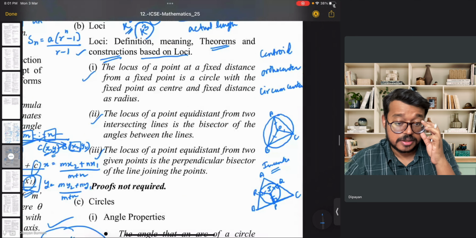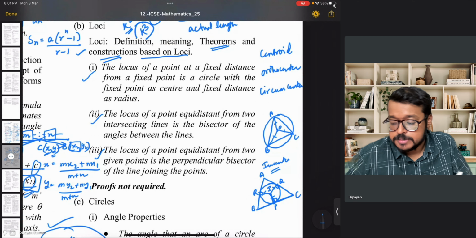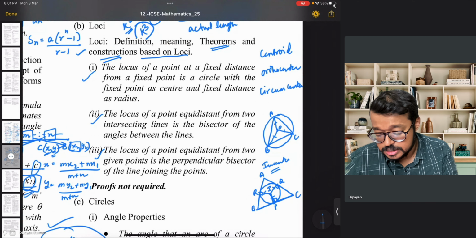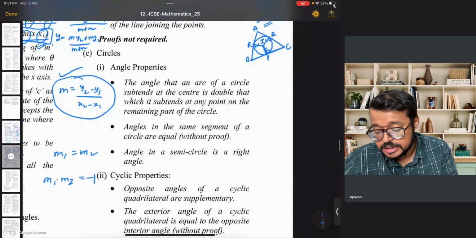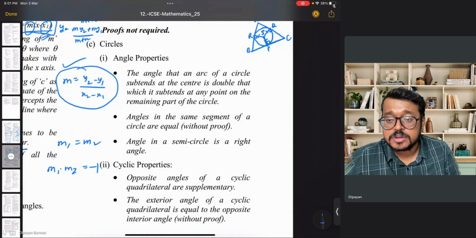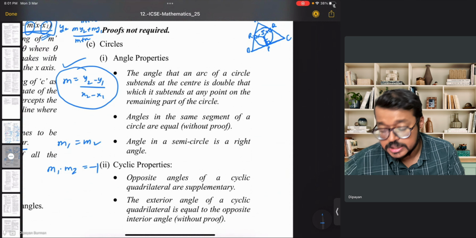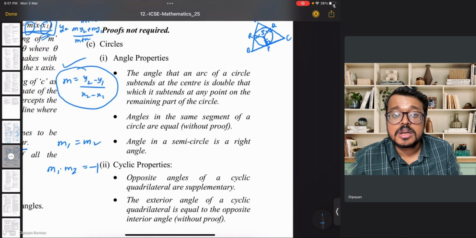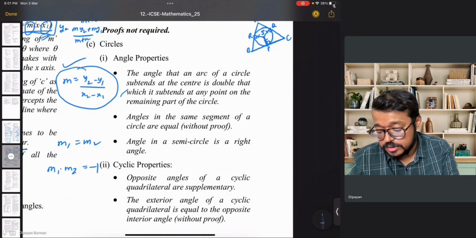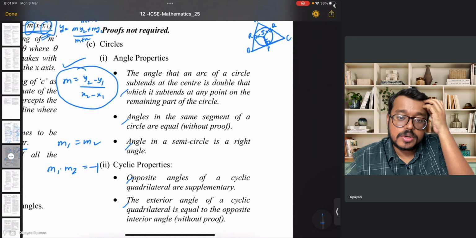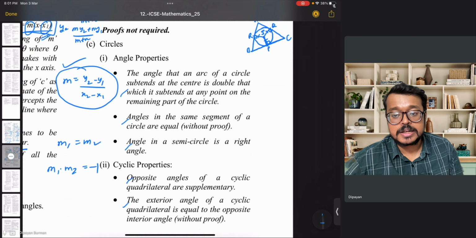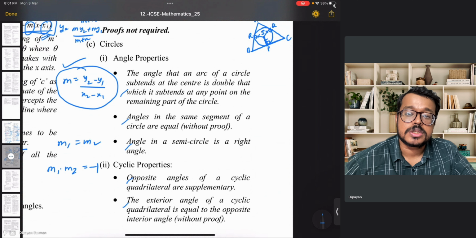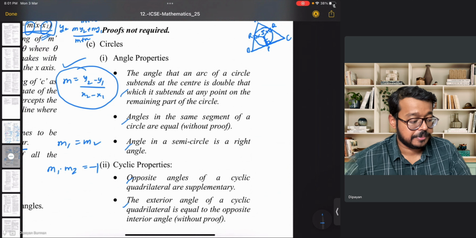That might be mentioned in some textbooks, but it is not mentioned in the syllabus list as such, but it's also important. Then for circles, again, there are a lot of theorems based on different properties, angle properties, cyclic properties, and so on. For each of these theorems, you don't have to go through the proof right now, but you just need to understand what the theorem is talking about. Given what information, what conclusion we can always derive.